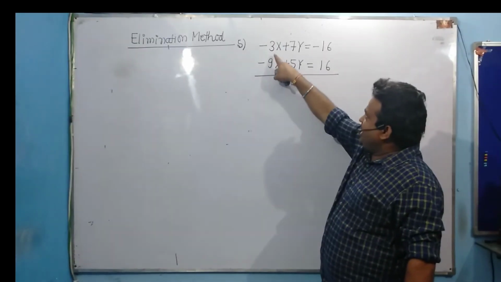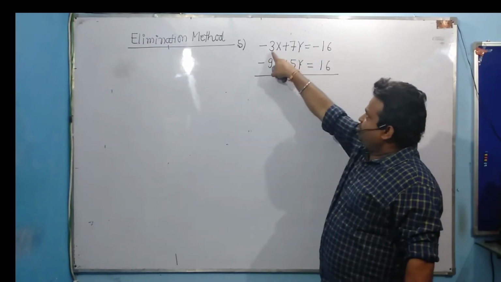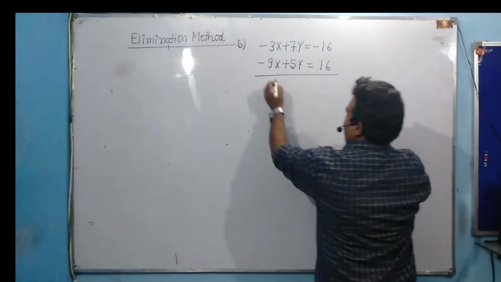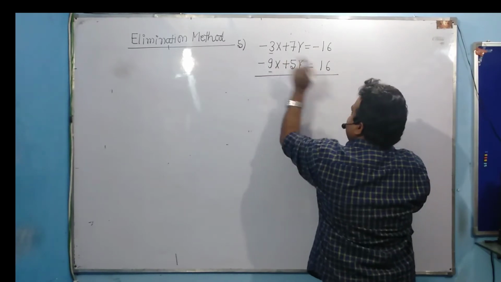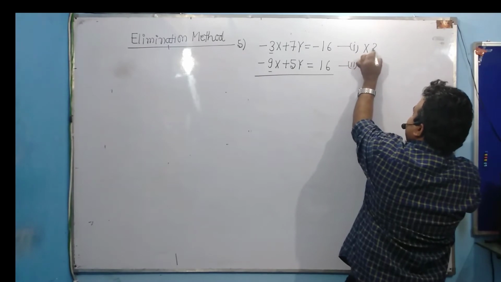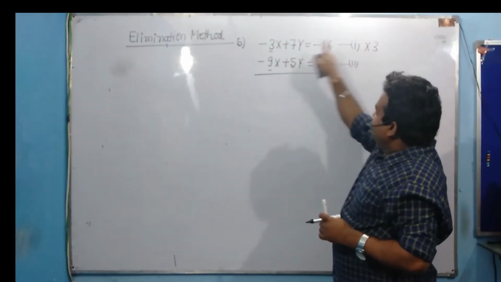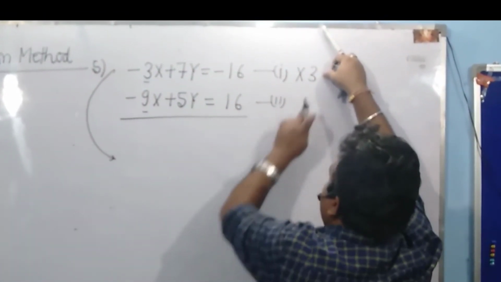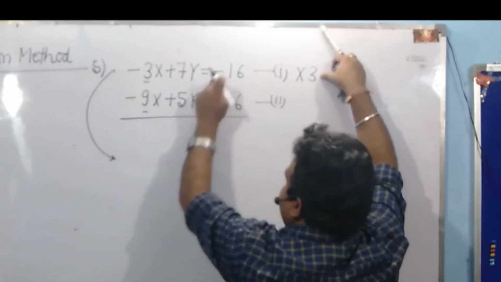So if you multiply equation number 1 by 3, you will get 9 here, and this 9 and that 9 become the same. To make this coefficient 9, I need to multiply equation number 1 by 3. If I multiply the whole equation by 3, you will get 9 here. So after multiplication by 3, I am changing this first equation.